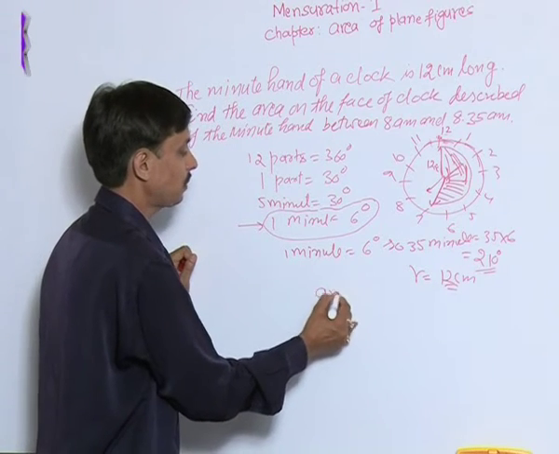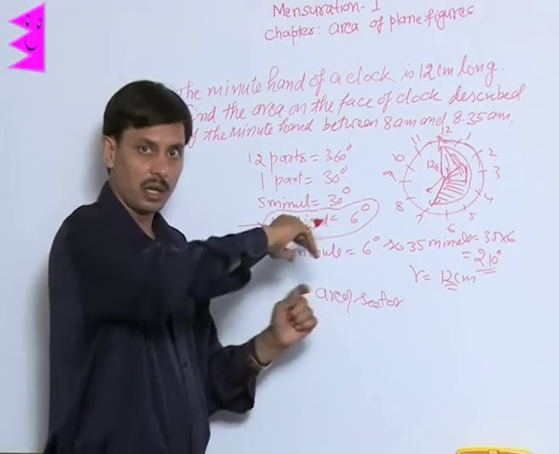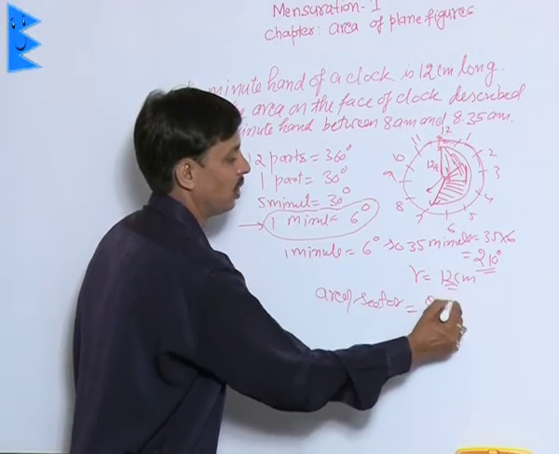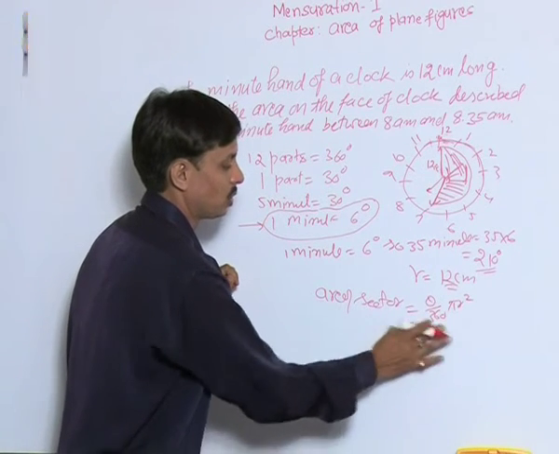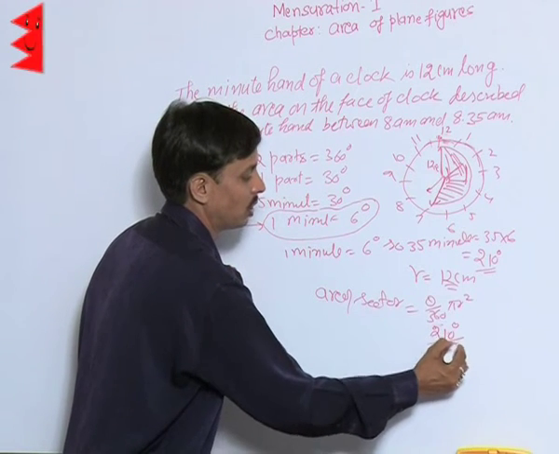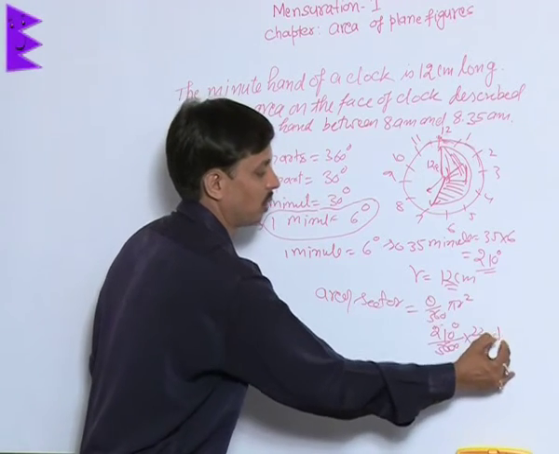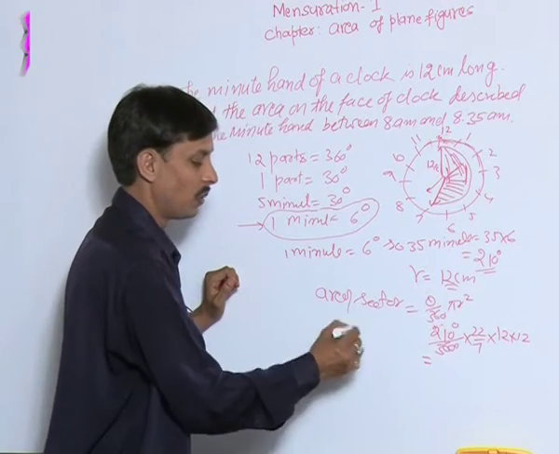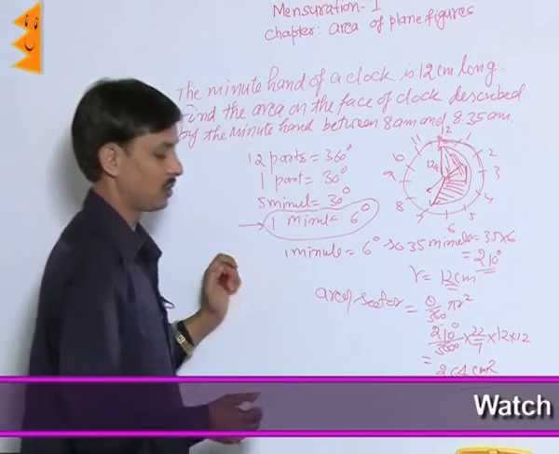So area of sector, because when any hand of the clock moves it makes a sector. So the area of sector becomes theta upon 360 pi r square, meaning 210 degrees upon 360 degrees into pi, which is 22 by 7, and r square, that is 12 into 12. If we simplify this value, we get the area as 264 centimeter square.